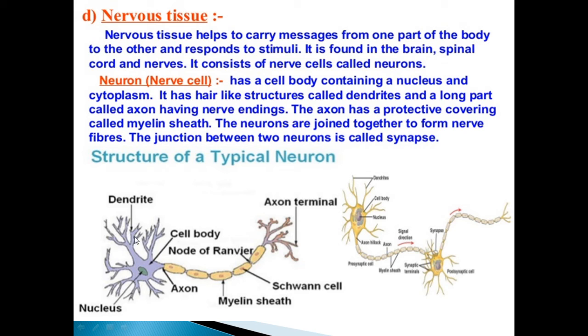It has hair-like structures called dendrites and a long part called the axon. The axon has a protective covering called the myelin sheath. This is the outer protective covering. The neurons are joined together to form nerve fibers. The junction between two neurons is called a synapse. So here it is a synapse, where the two neurons are joining.